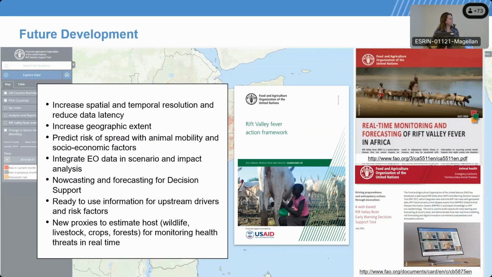Moving towards not only forecasting but also nowcasting, and having ready-to-use information for upstream drivers and risk factors would be very relevant, including new proxies, so integrated indicators to estimate and predict not only diseases but also hosts like wildlife, livestock, and crops, forest, monitoring health in those domains.